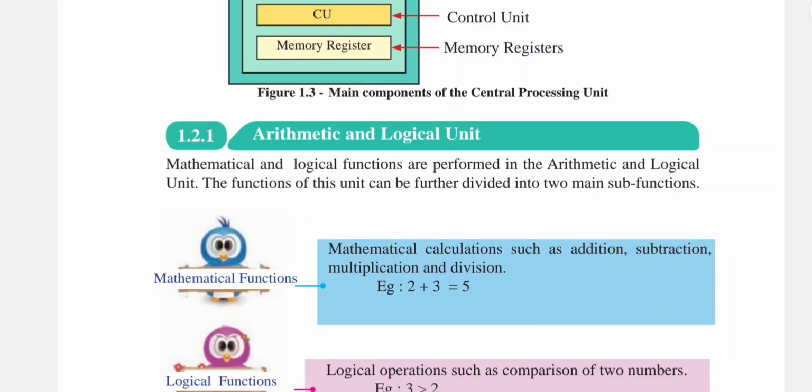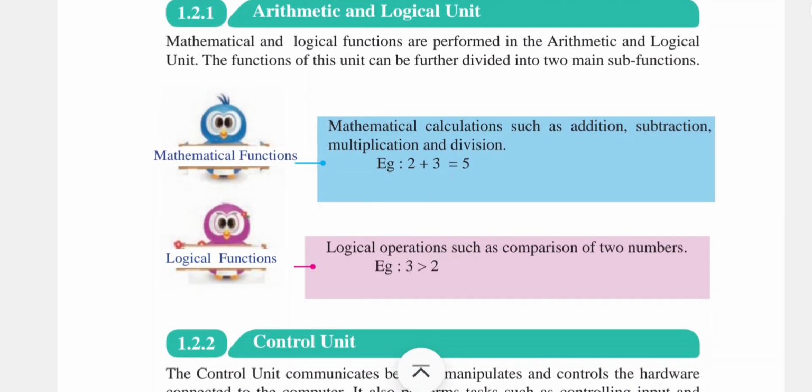First, let's talk about the arithmetic and logic unit, also called the ALU. This is the part of the CPU where calculations and decisions happen. Whenever the computer does math, the ALU is working. For example, 2 plus 3 is equal to 5. Addition, subtraction, multiplication, and division, all these are done by the ALU. The ALU also does logical operations. That means comparing values. For example, is 3 greater than 2? So whenever the computer checks whether something is true or false, the ALU is involved.